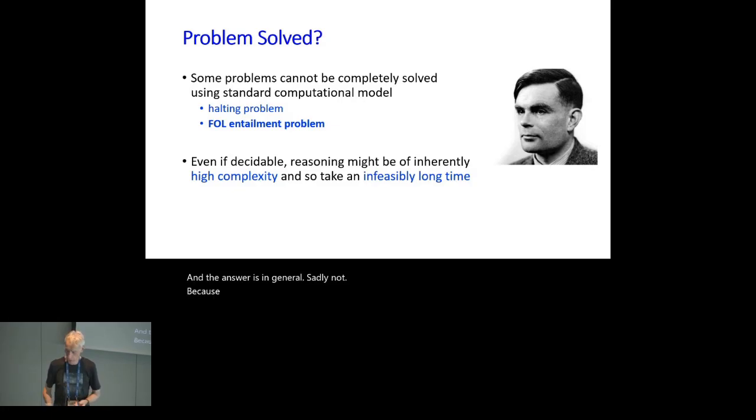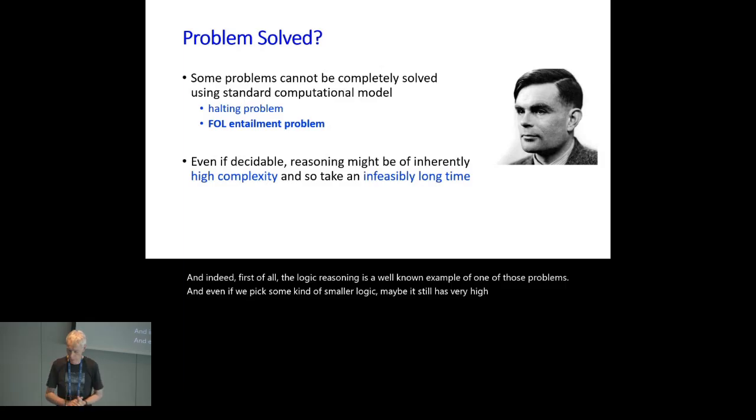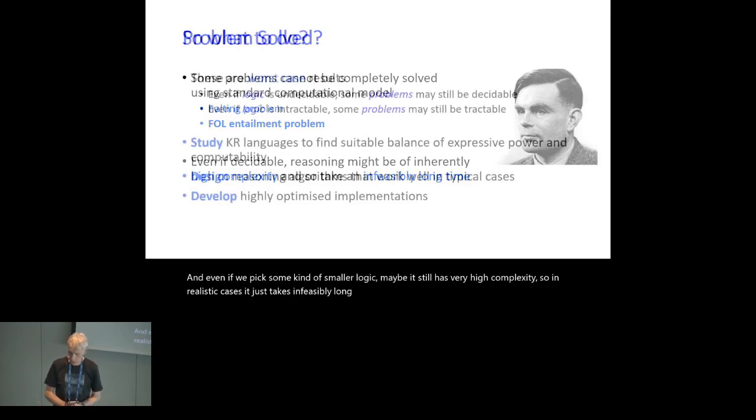Because as we know, as Alan Turing showed us, there are actually many problems in computer science which are even undecidable. So, we can't write any program that will always guarantee to terminate with the correct answer. And indeed, first order logic reasoning is a well-known example of one of those problems. And even if we pick some kind of smaller logic, maybe it still has very high complexity. So, in realistic cases, it just takes infeasibly long to answer our questions. So what do we do?